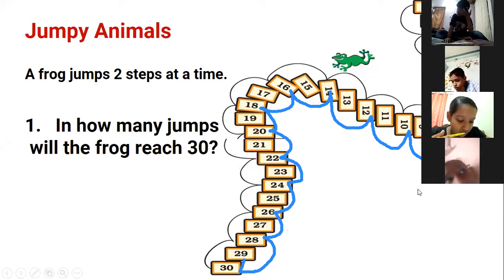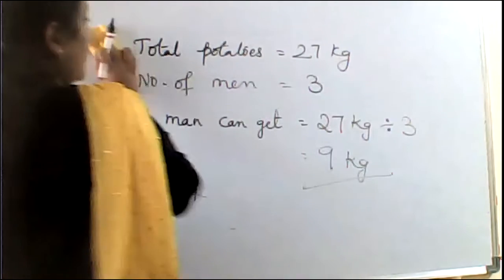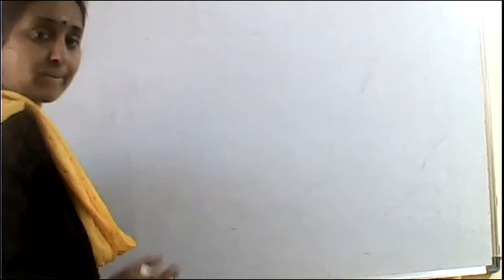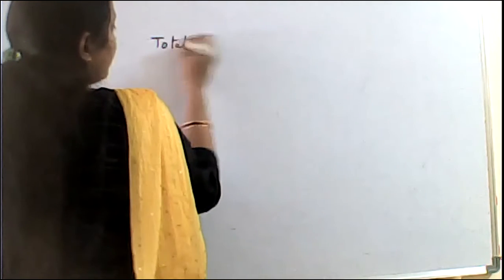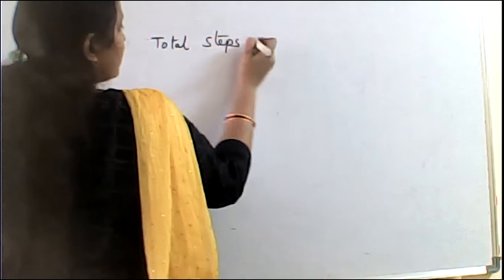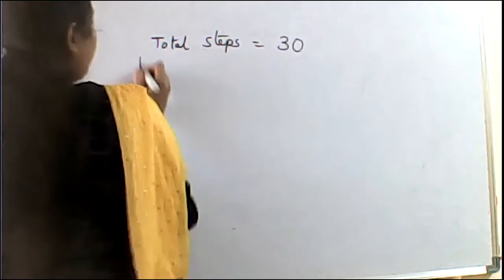So total steps, how many, ma'am? Total steps that your frog should jump. Where does the frog need to reach? 30. Not 100, ma'am, it is given 30. Total steps, how many steps do we have? 30. Okay. Jump of frog.